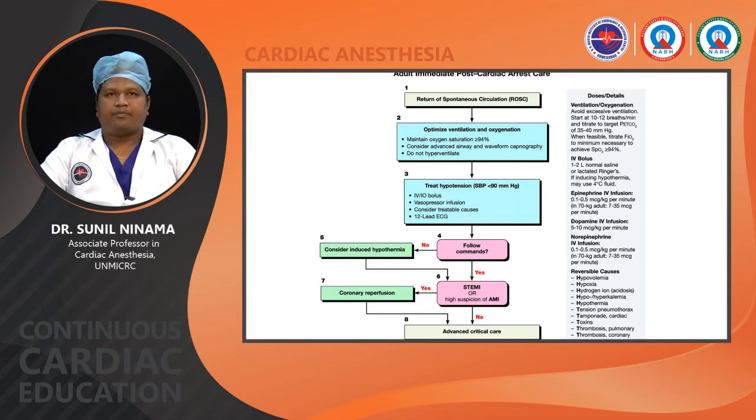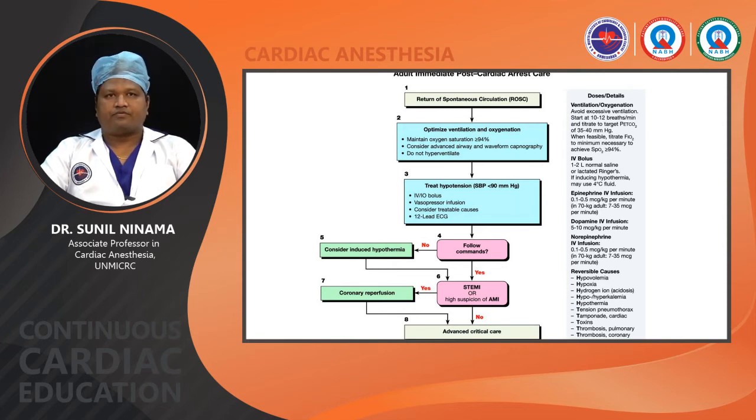For treating the hypotension, keep the systolic blood pressure at least more than 90 mm of Hg. How are we going to treat the hypotension? By giving IV or intraosseous bolus fluids, most probably normal saline or ringer lactate. While for treating the hypotension, you can also use the adrenaline infusion, dopamine infusion, or norepinephrine infusion.